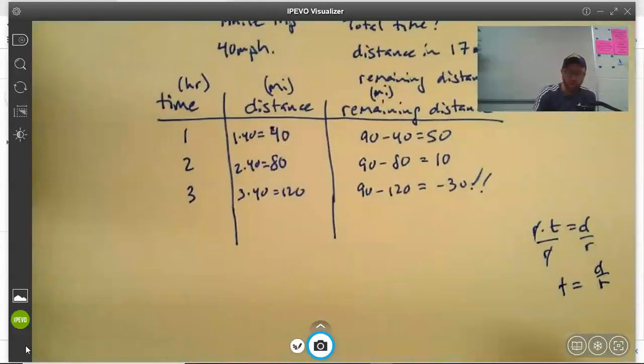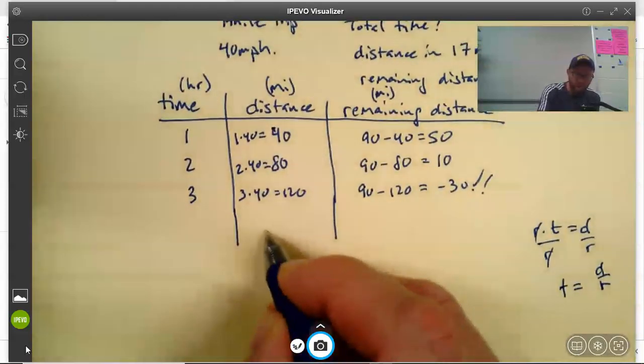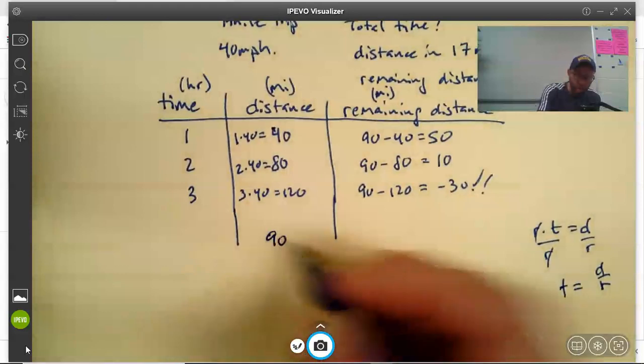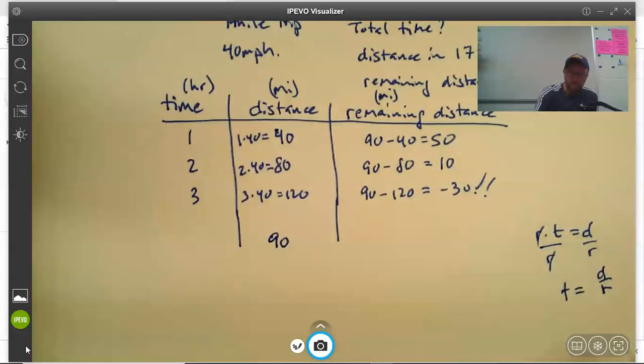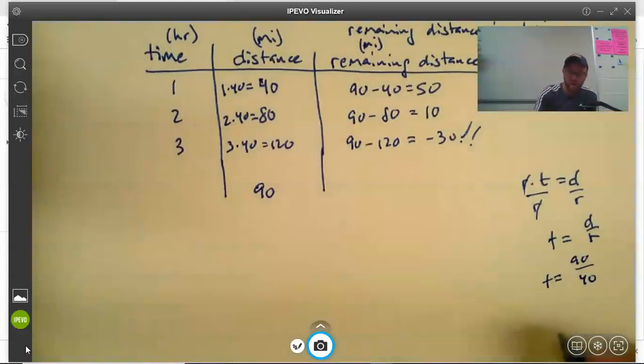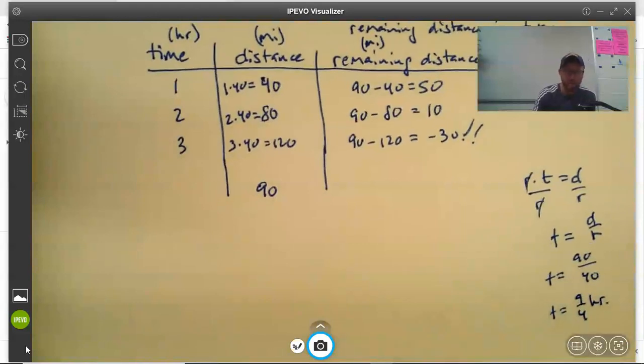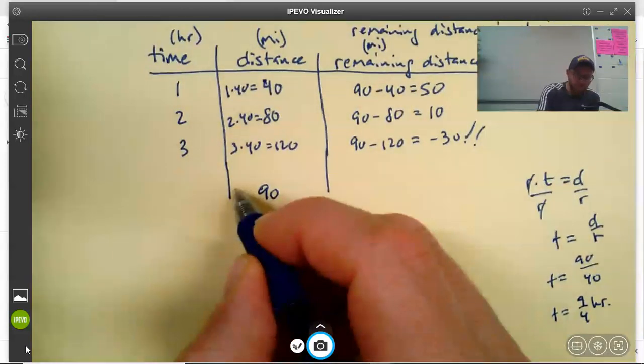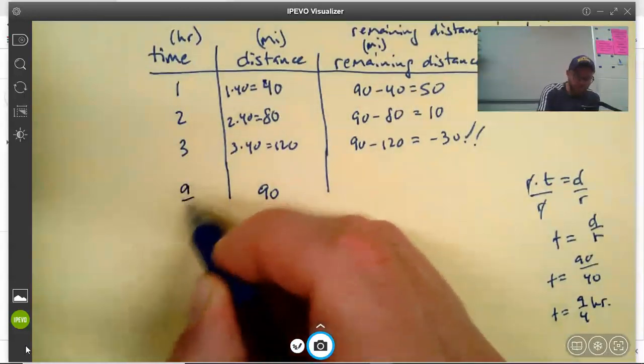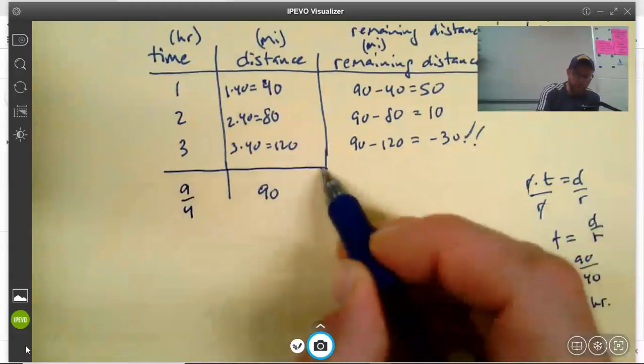Okay. So let's see. We want our distance to be exactly 90. Time equals 90 over 40. And so t equals, well, 90 over 40 is 9/4 of an hour. 9/4 of an hour is kind of a weird number.